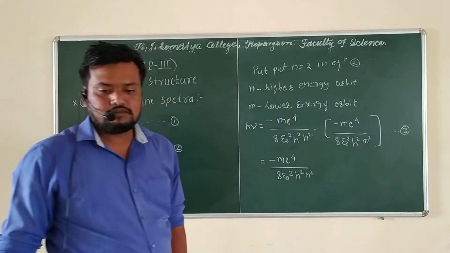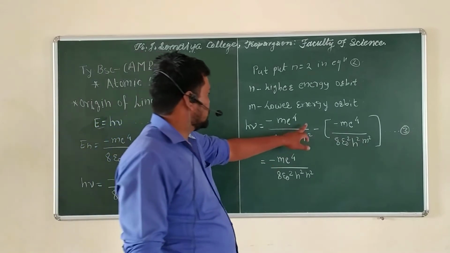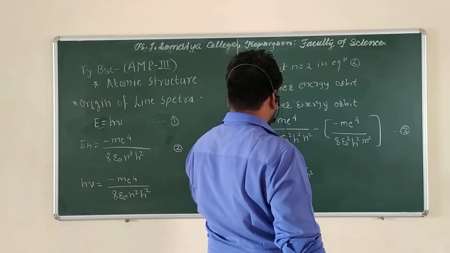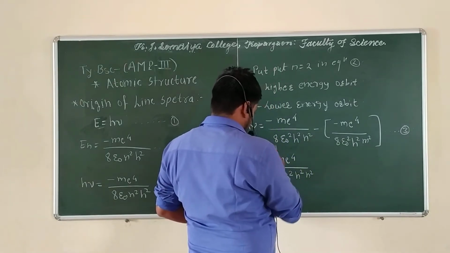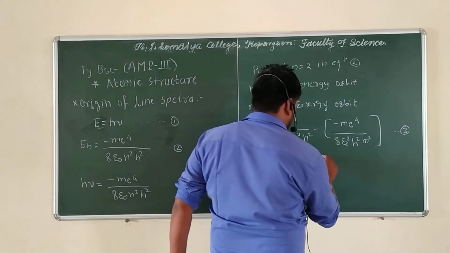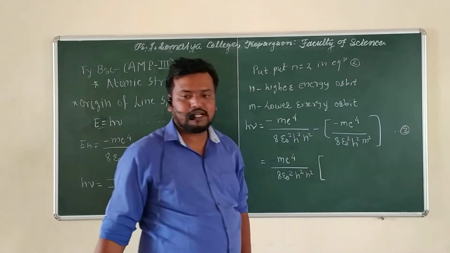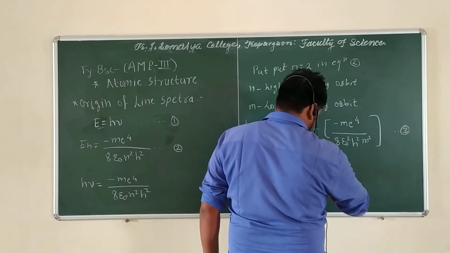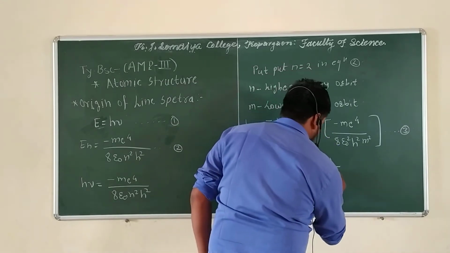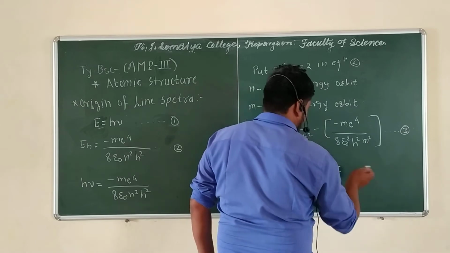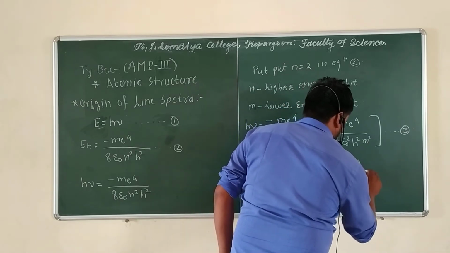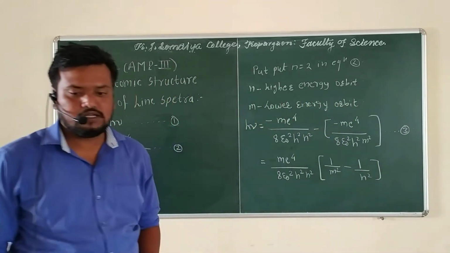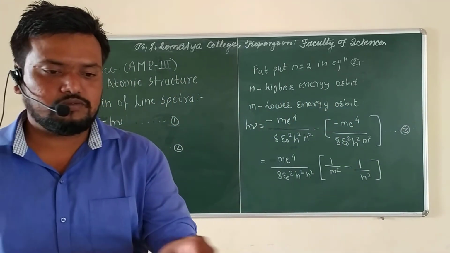Okay, and see that here we have 1 by n square, here 1 by m square, and if we want to remove this sign, then in the bracket we write this term for the first position and this term for the second position, that is 1 by m square minus 1 by n square. So this formula will be in front of you.